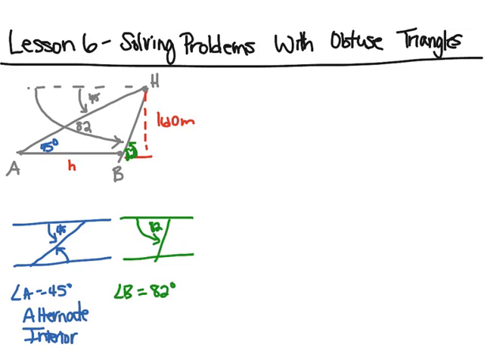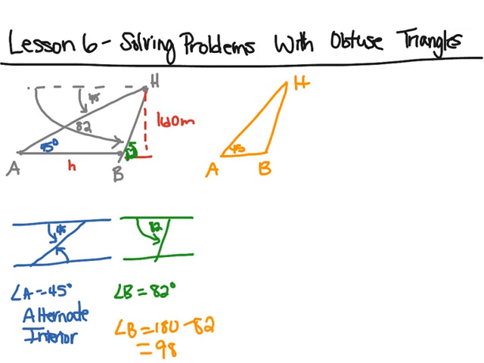So if we're looking at this triangle, A, B, and H, we know this is 45 degrees. We know that angle B is 180 minus 82, which is 98. So that means that angle H is equal to 180 minus 98 minus 45, which is 37. So there's our first triangle, and we're going to need that triangle second.